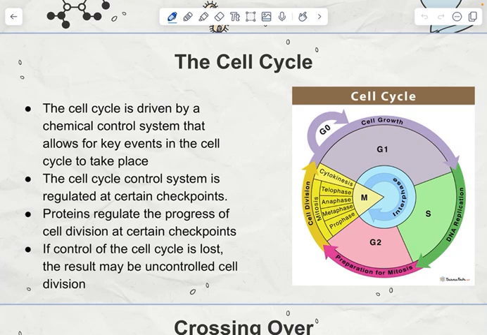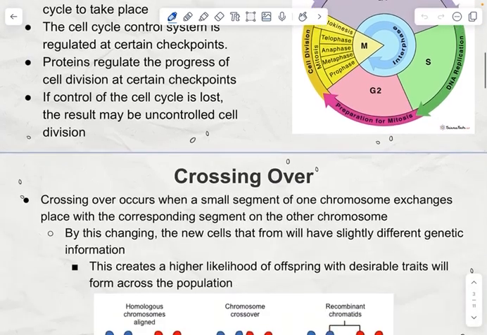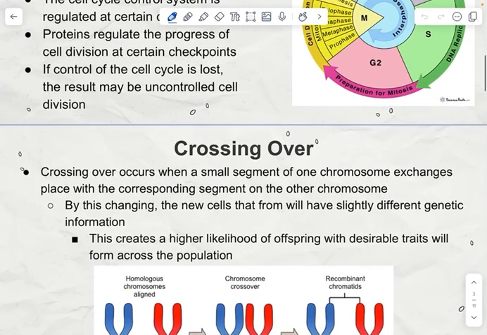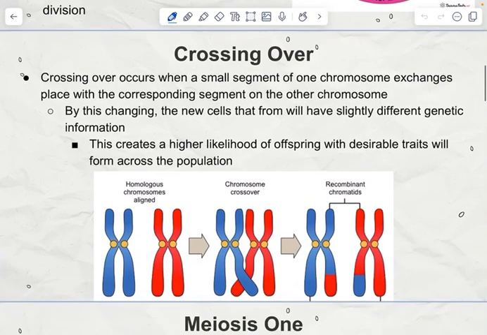Now, the difference between meiosis and mitosis is that the purpose of meiosis is to create genetically different cells. This is used in reproduction. So this is how women get their egg cells and how guys get their sperm cells. So how do they end up being genetically different? It is due to this process called crossing over.